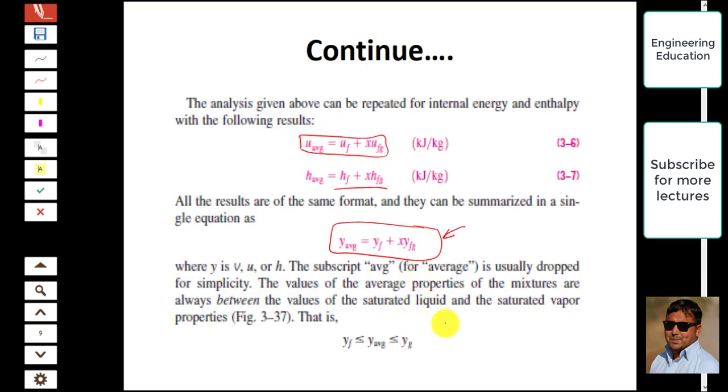This is a trend. Basically we have Yf less than or equal to Y average, and Y average is less than or equal to Yg. So the value of Yg is greater than Y average and Yf. On the saturated vapor line, the properties have greater values than the mixture and then the saturated liquid states.